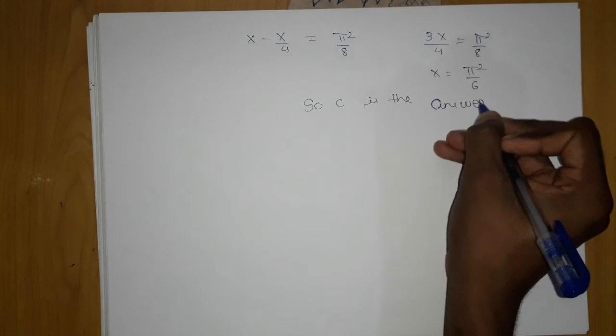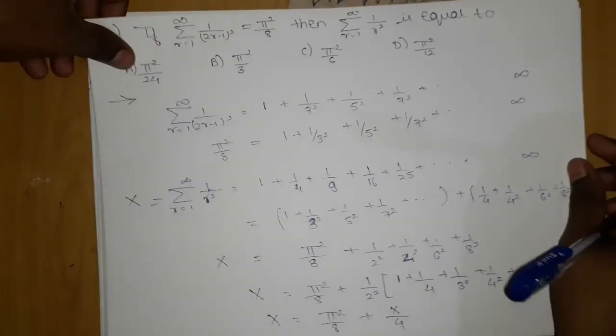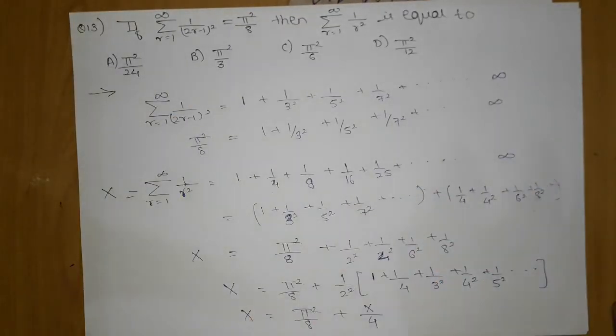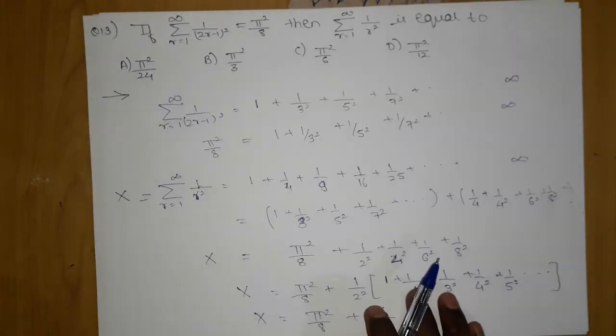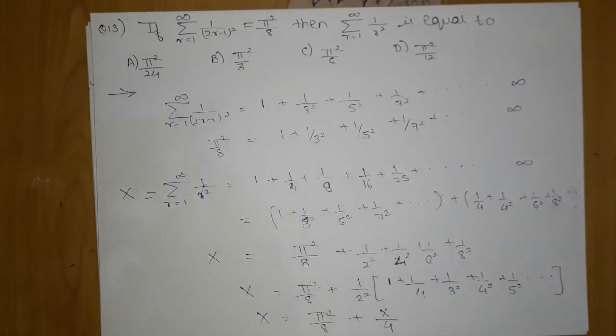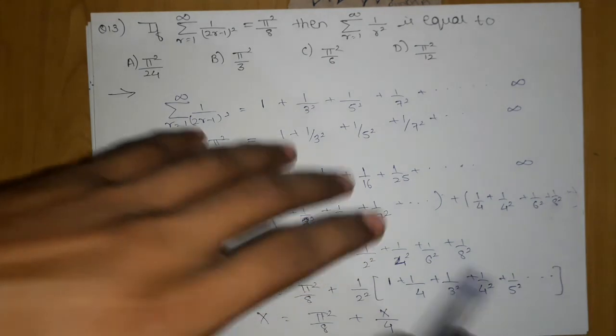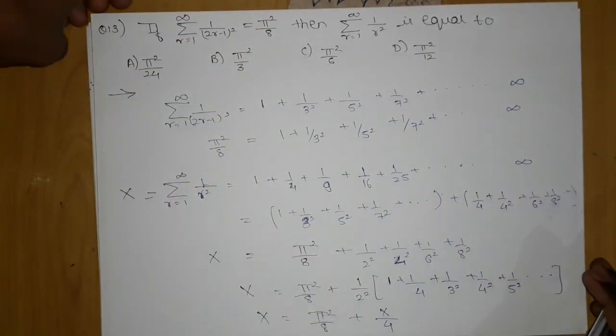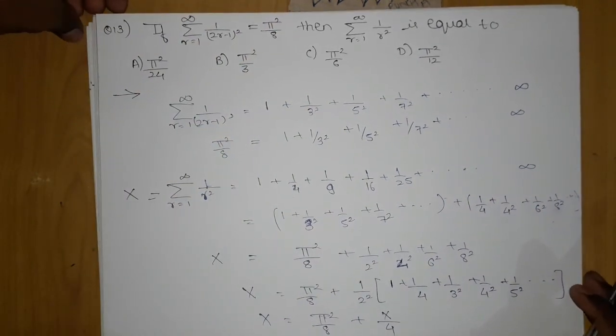So what was this question? We analyzed the first, we analyzed the second. The tricky part was taking 1 by 2 square common. How does it come? If you observe clearly and slowly understand the series, you will get how to tackle it. If you see a variety of problems, only then will you understand how to do it.